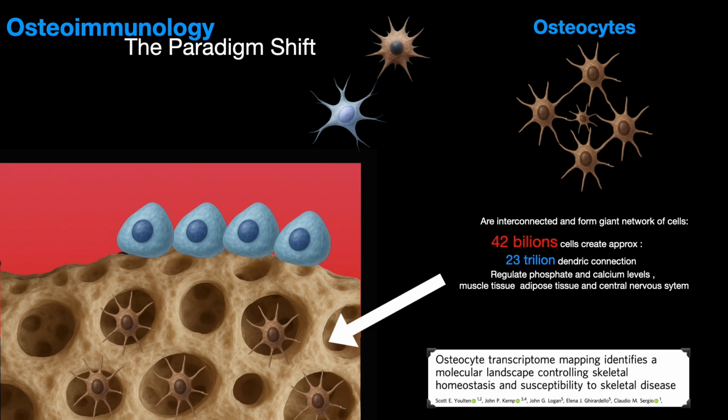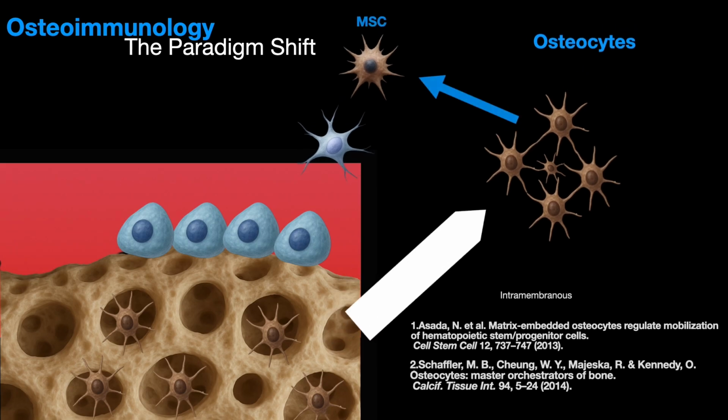They are able to regulate phosphate and calcium levels. They regulate the muscle formation, adipose tissue formation, and the function of the nervous system. So we know that osteocytes can influence the function of MSCs.